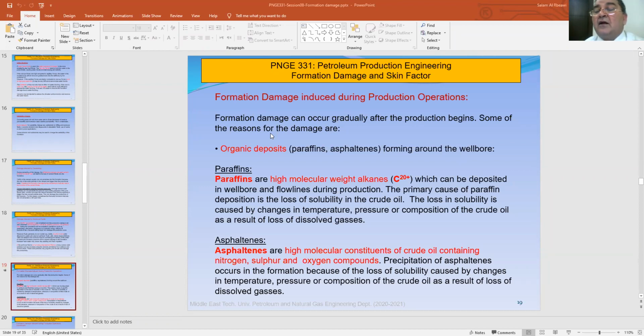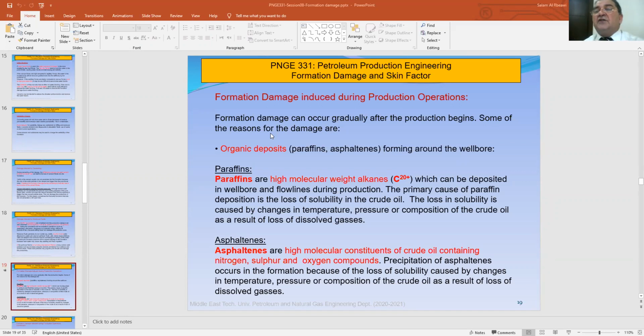Now, the second type of the first category of study is the skin factor that comes from the production process. What are the skin factors caused by the production process? The first one, we have the organic deposits. We have two types of organic deposits. They are really very harmful, actually. The first one is the paraffins, and the second one is the asphaltenes.